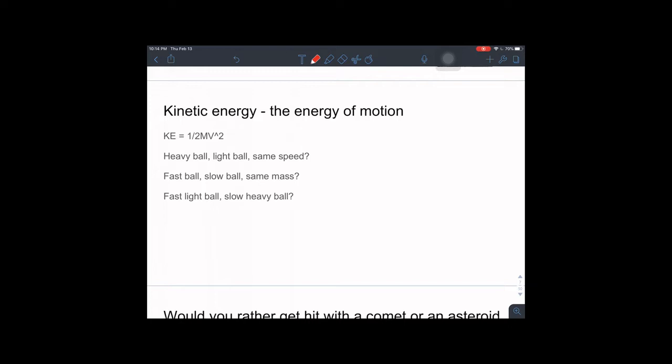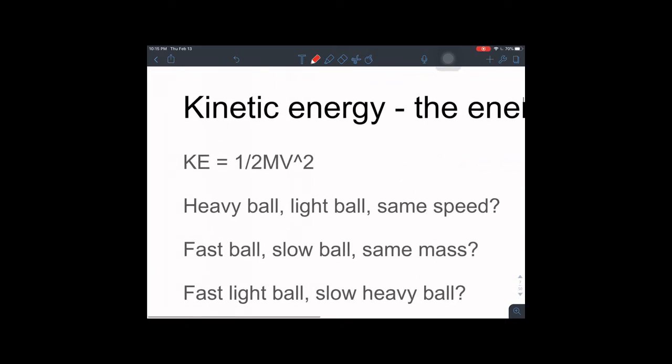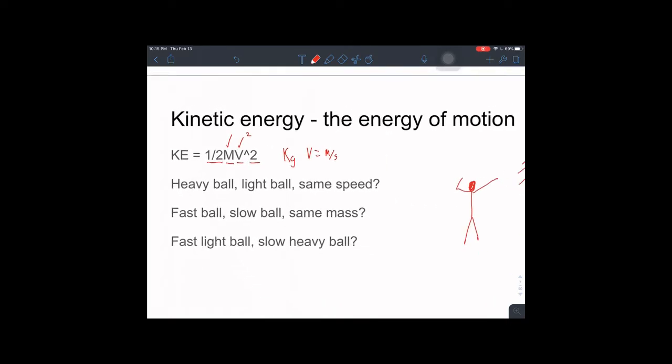Kinetic energy, the energy of motion. If we have a person throwing a ball, that ball has kinetic energy because it is moving. We see the variables here in kinetic energy is 1/2 mv squared, which just means it is the mass of the object times the velocity of the object squared. Mass, remember, is in kilograms, and velocity is in meters per second.